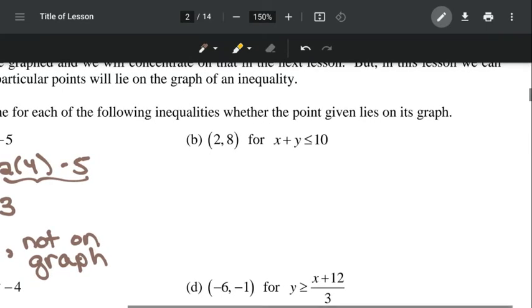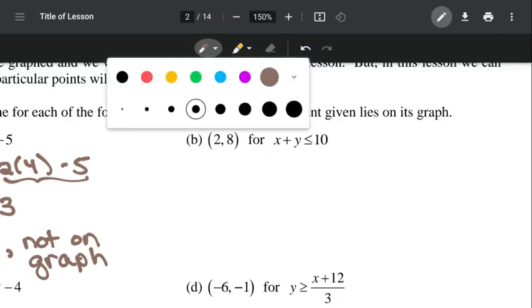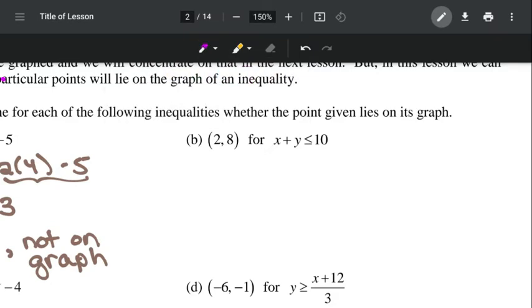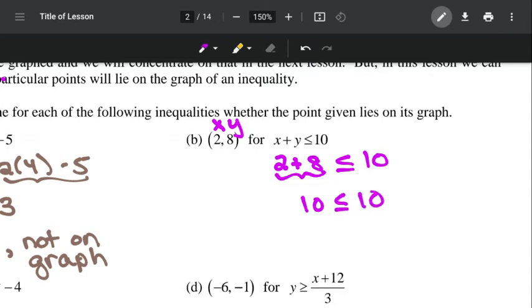Okay, pause the video for each one of these. Try them and then come back and watch and see how I do them. See if yours matches mine. So x is 2, y is 8. I'm going to plug those in. x plus y less than or equal to 10. Evaluate. So 10. Well, since there is an equal to bar here, we would say this is true. So it's on the graph.